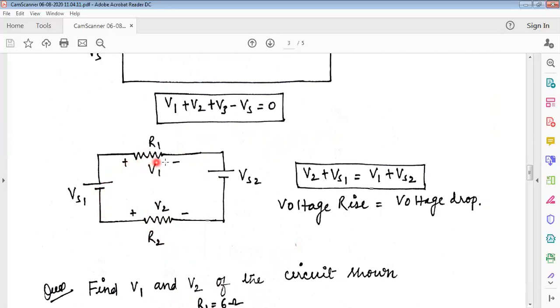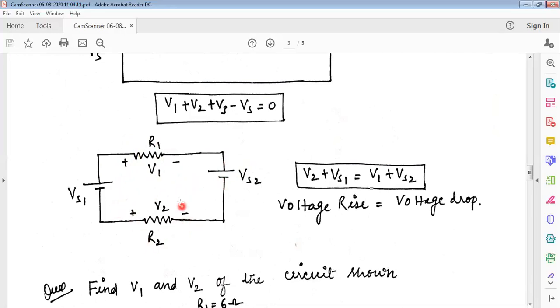let's say you are moving from here to here, in the clockwise direction. So this is low potential, you are going to high potential. If you are moving from low to high, this is a voltage rise. Clear? Now you are moving from positive to negative, means high to low. So this is a voltage drop. Now here you are moving from positive to negative, high potential to low potential. So this is a voltage drop. And now here you are moving from negative to positive, low to high. So this is a voltage rise.